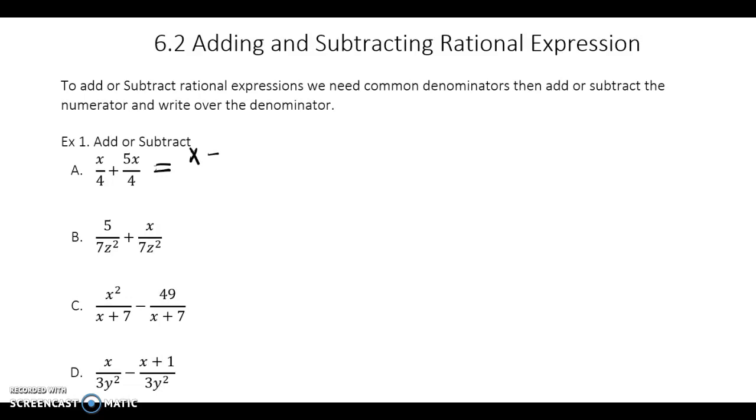So this would be x plus 5x over 4, and it gives you 6x over 4, and then you could go ahead and divide these out. So 6 and 4, I could divide both of those by 2. I get 3 over 2.